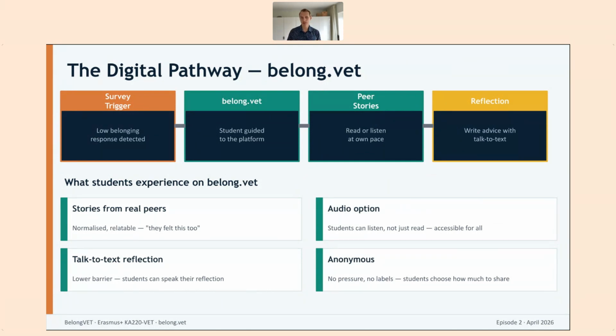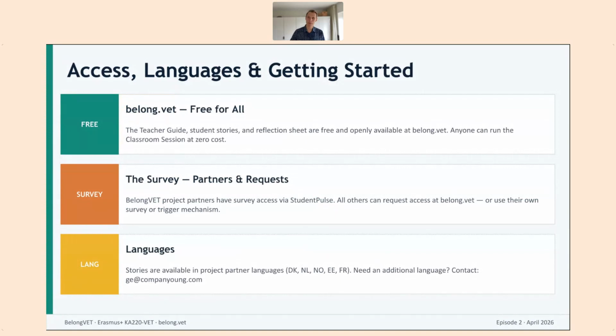Also, there is this cool thing about it that they can do an audio option, they can really listen, and they will be on their own pace. And then obviously talk to text again, also an opportunity there. So that's the digital pathway as the second one. When we're talking about the BelongVET website, it's free for all, the teacher guide, the stories, and if anybody needs other languages, feel free to reach out. We'll see if we can set that up.